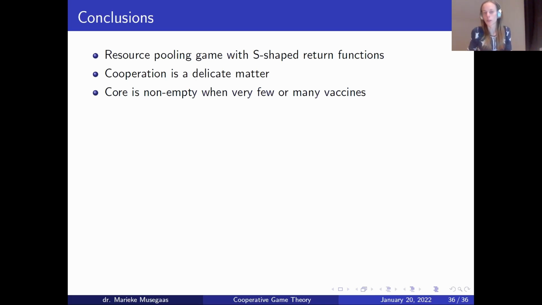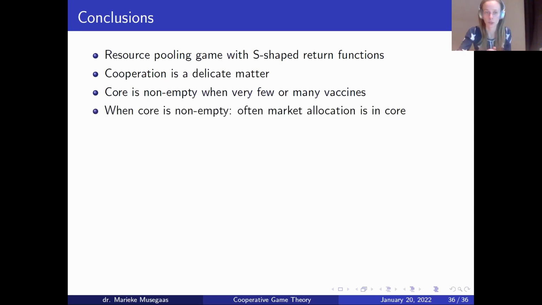Then we saw that the core is non-empty when we have very few or a lot of vaccines, so severe shortage or sufficient supply. And we saw that this market price allocation, where everybody pays the same amount of money for the resources, is quite often in the core.